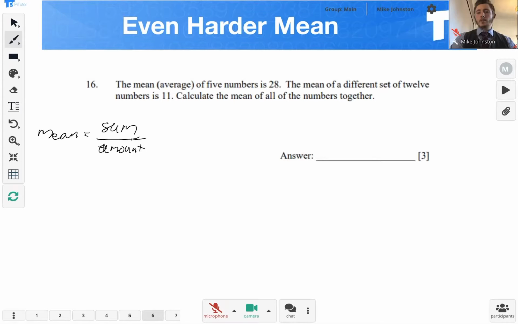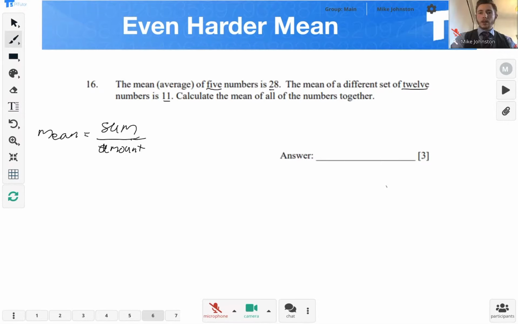Because if we've got the mean, it's 28 and 11, and we've got the amount is 5 and 12, we can easily work out the sum of each one. And then in the end we're going to find out the sum of the total divided by the total amount of the numbers, and then we'll get our answer.